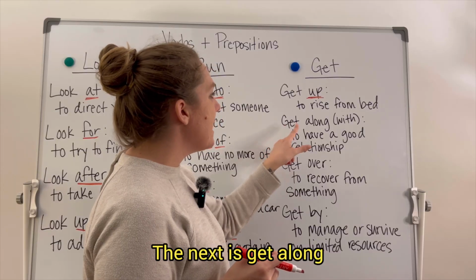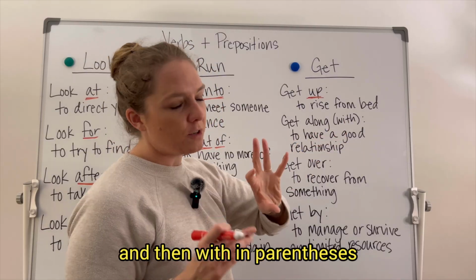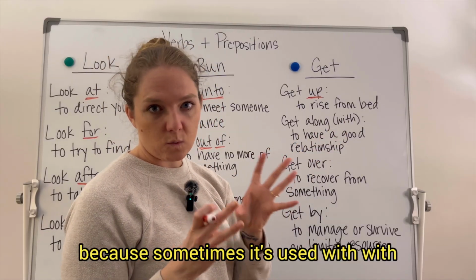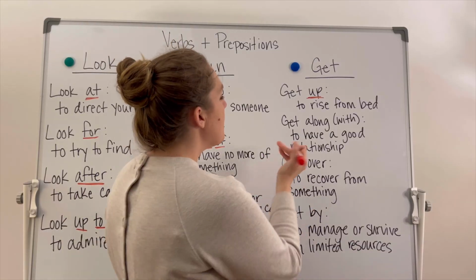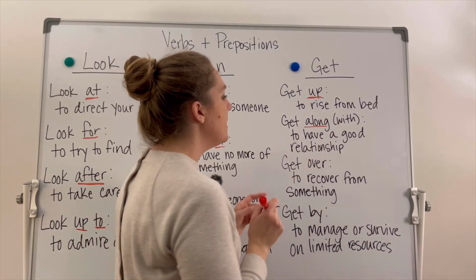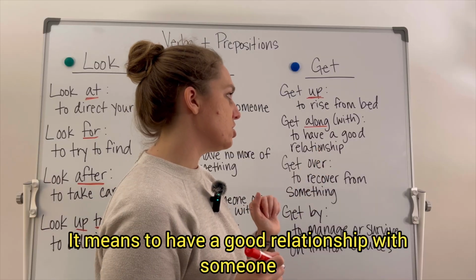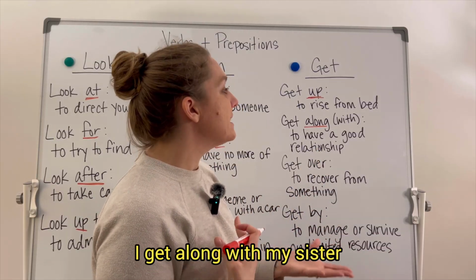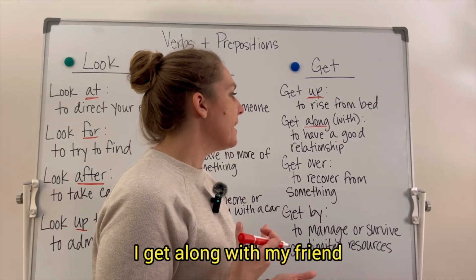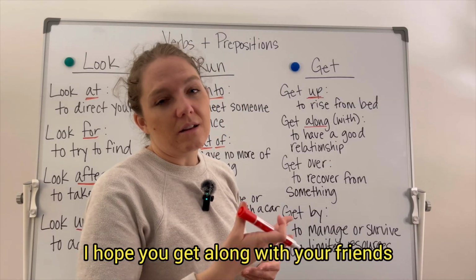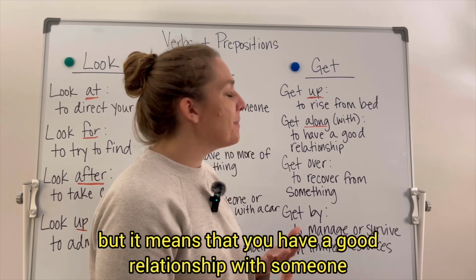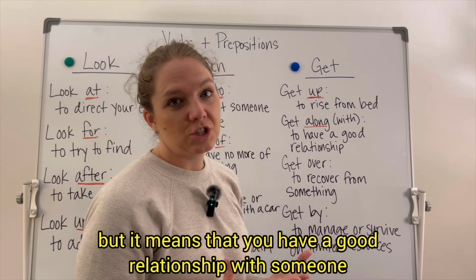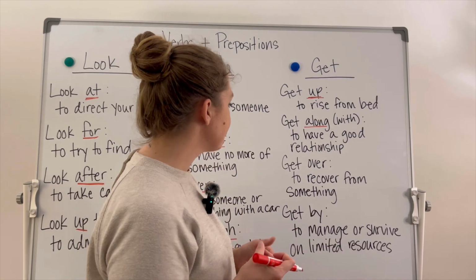The next is get along, and then with in parentheses because sometimes it's used with and sometimes not. But get along, it means to have a good relationship with someone. I get along with my sister. I get along with my friend. I hope you get along with your friends, but it means that you have a good relationship with someone.